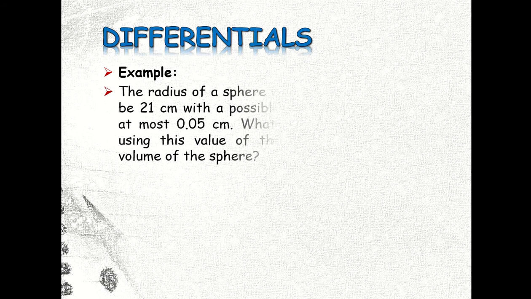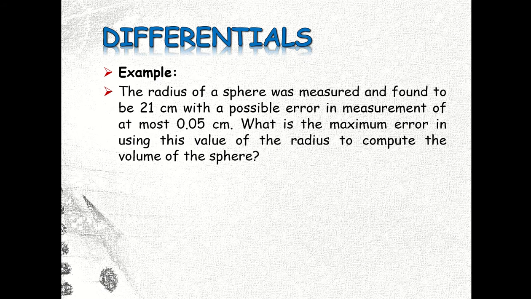So for example, if we are given a problem: the radius of a sphere was measured and found to be 21 centimeters with a possible error in measurement of at most 0.05 centimeter. What is the maximum error in using this value of the radius to compute the volume of the sphere? In this problem, it's better, class, to write down the given. This will help us analyze and also help us figure out how to solve this problem.